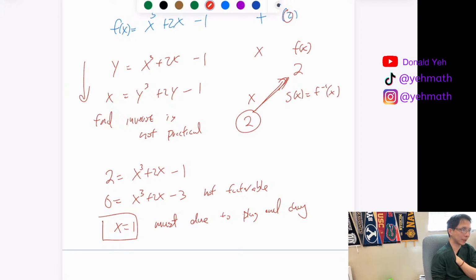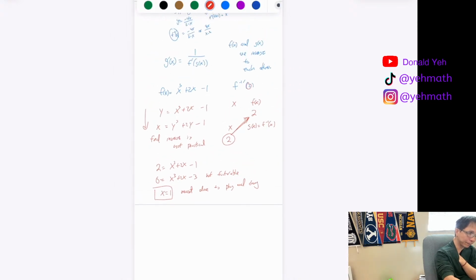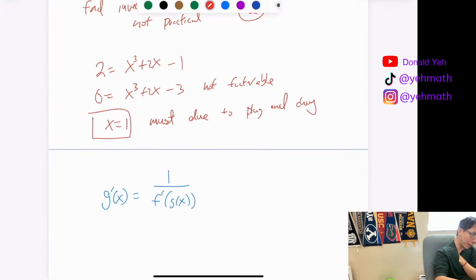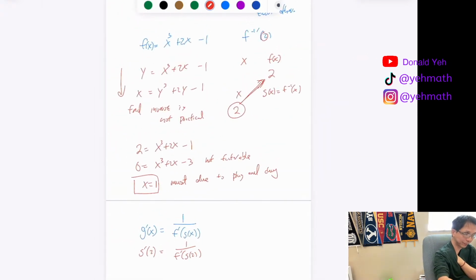Well, think about x equal to 0, x equal to 1. Now what you can do is use that formula. We're going to copy it and paste it right here. Ideally, I want to find out what g prime of 2 is, right? So that means 1 over f prime of g of 2. Well, we know what g of 2 is according to this table, because this is equal to 1 and this is equal to 1. So that's going to be 1 over f prime of 1.